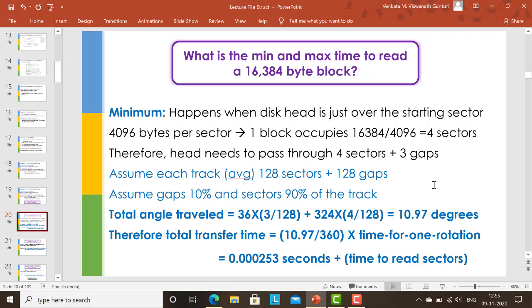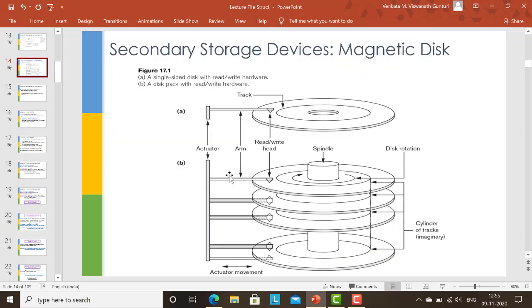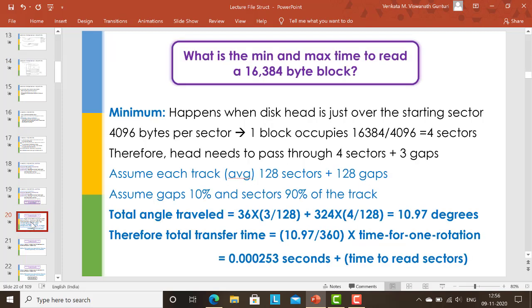Okay, so the best case is when the disk head is just over the starting sector of the block that you want to read. That means there is absolutely zero seek operation. In other words, this operation which I said, where your disk head moves back and forth to position itself on the correct cylinder or track, whatever you want to call it, is not there. That is the best case. So the disk seek operation is zero.